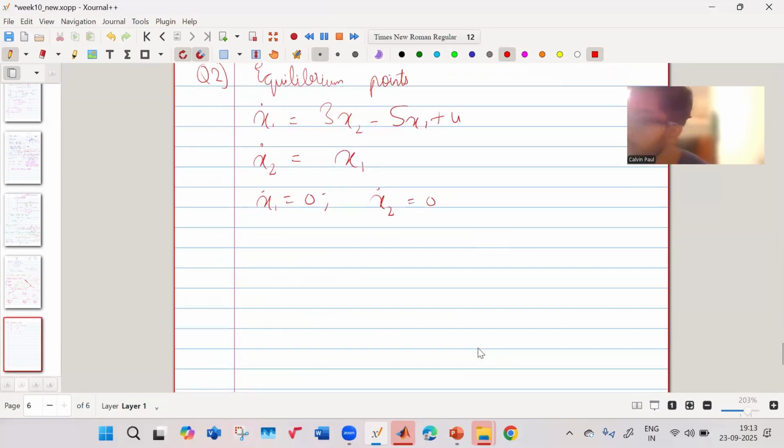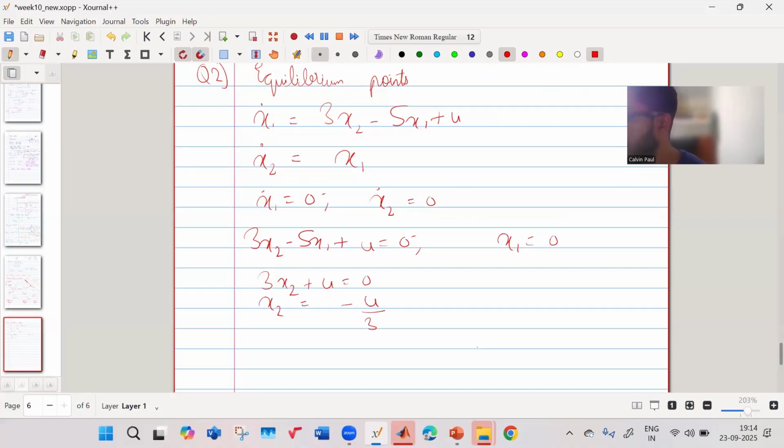If your x1 dot is equal to 0, what does it mean? Your 3x2 minus 5x1 plus u is equal to 0 and your x1 is equal to 0. Okay, x1 is equal to 0, very good. So you get your 3x2 plus u equal to 0. So your x2 is equal to minus u upon 3. So your equilibrium point, that is your x1 equilibrium and your x2 equilibrium, is given by 0, minus u by 3. So these are your equilibrium points for this system.